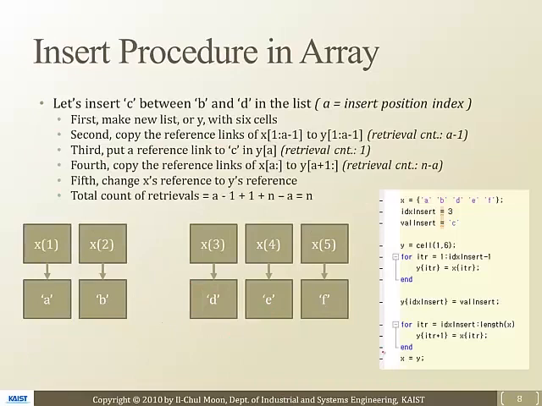Okay, fine, I understand that. How about this? We want to insert C in between B and D. This is where C is supposed to be. So how do we make things work at this moment? We have this X, we have this index to insert, 3, and the value to insert is C. We want to put C here. How can we do that?